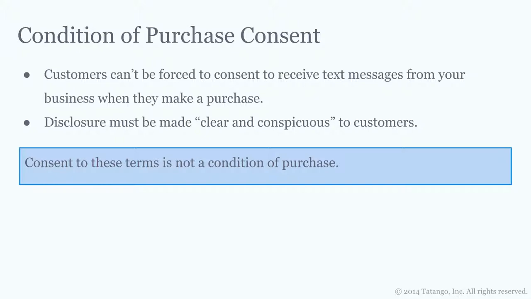So if you go up to McDonald's and you order a Big Mac, McDonald's cannot say, well, we have to get your phone number and you have to consent if you're making this purchase. That is exactly what they don't want happening. Again, just like the prior consent, disclosure must be made clear and conspicuous to customers. Consent to these terms is not a condition of purchase. You don't need to consent to receive text messages just to make a purchase. To make it easier, disclosure must be made clear and conspicuous to customers. It's the exact same here. I like combining both these disclosures into one disclosure and putting them in the same place in the call to action.